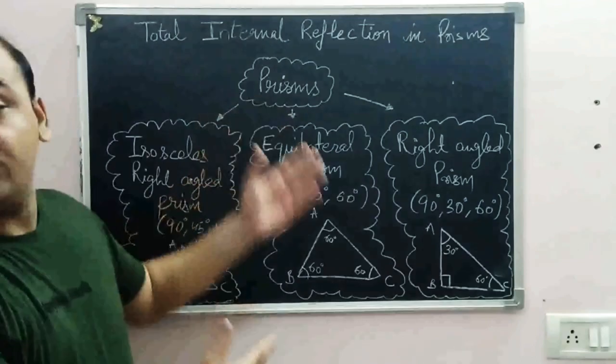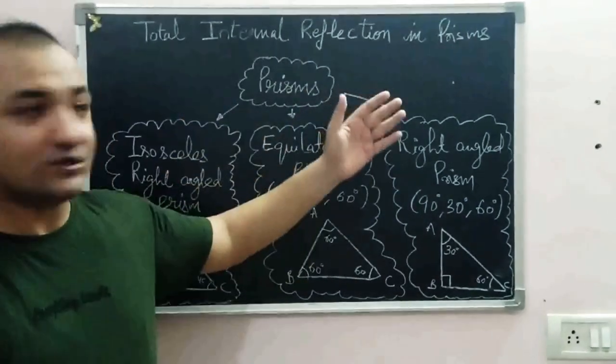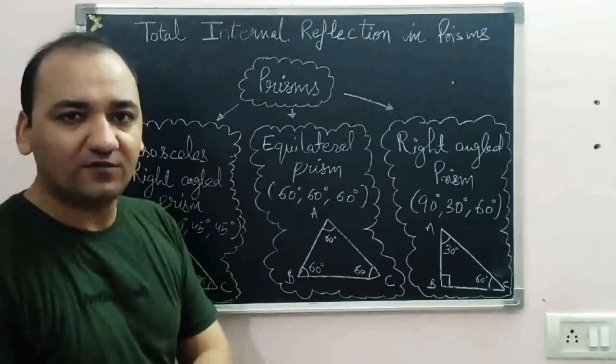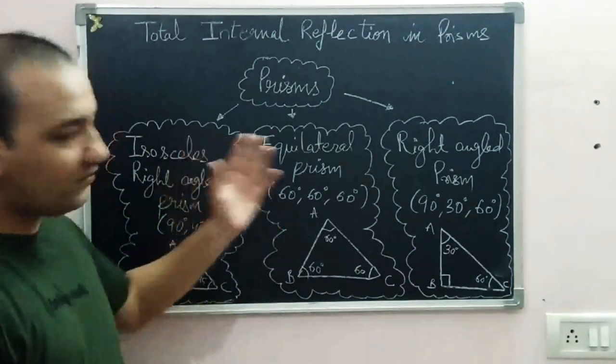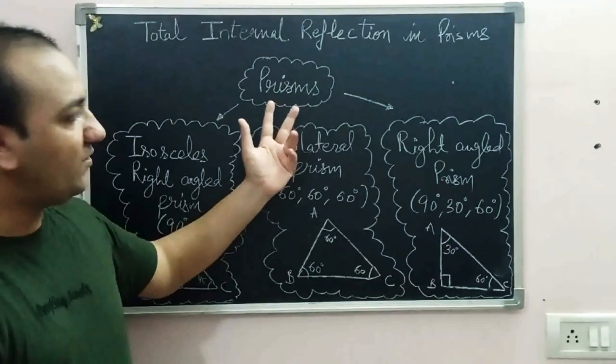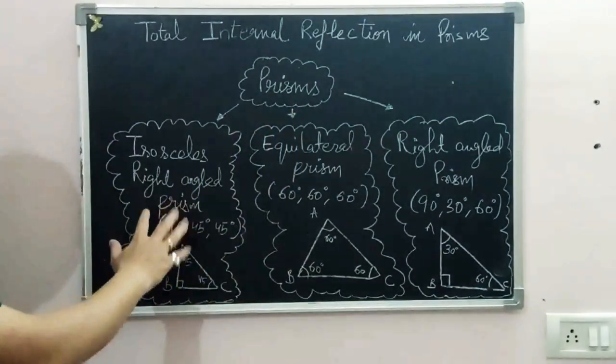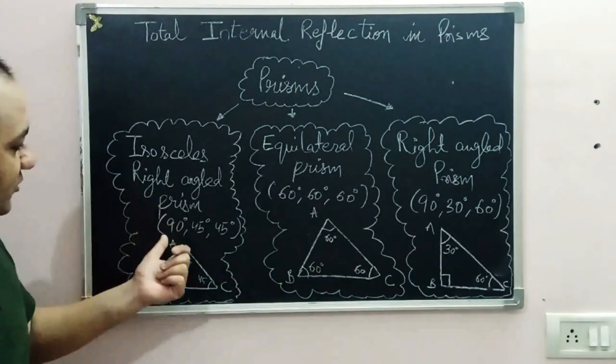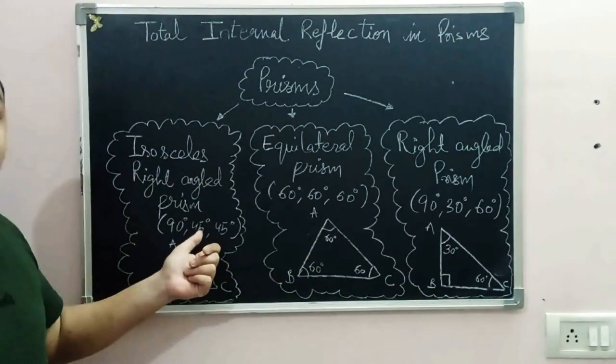Our next video is based on the topic TIR in prisms, that is, total internal reflection in prisms, wherein as per the particular scope of the syllabus, we're supposed to be concerned with these three types of prisms. First of all, the prisms are categorized into three categories. The first one is the isosceles right angled prism with the configuration 90°, 45° and 45°.